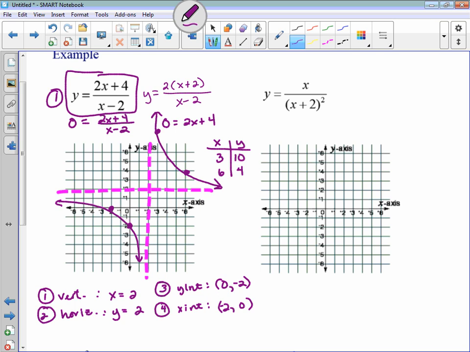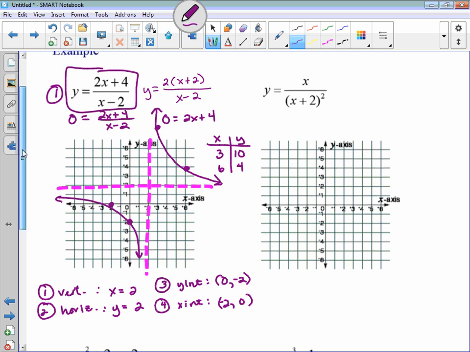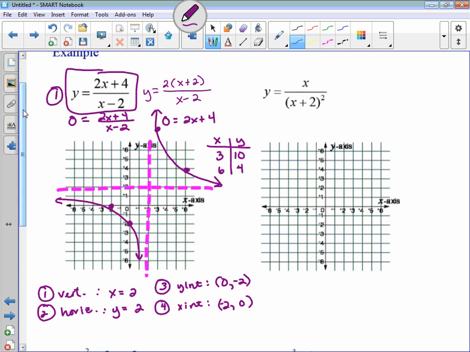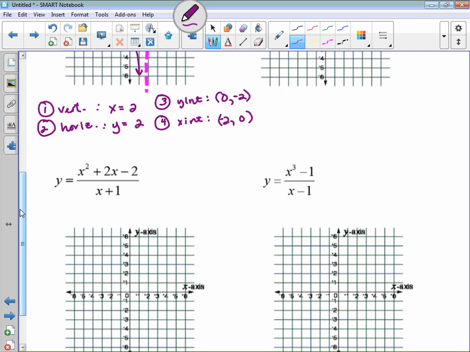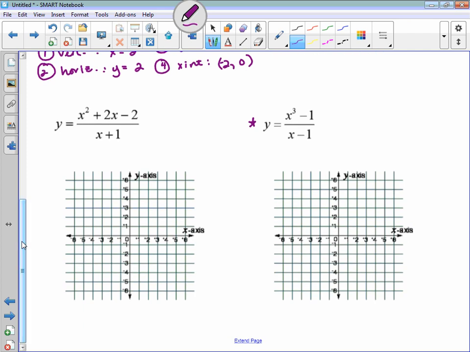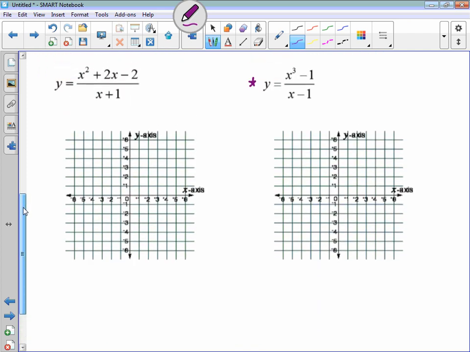All right, let's do one more together. I may have lied. We might have to do two more. All right, we'll do this one next. This one requires you to remember how to factor.